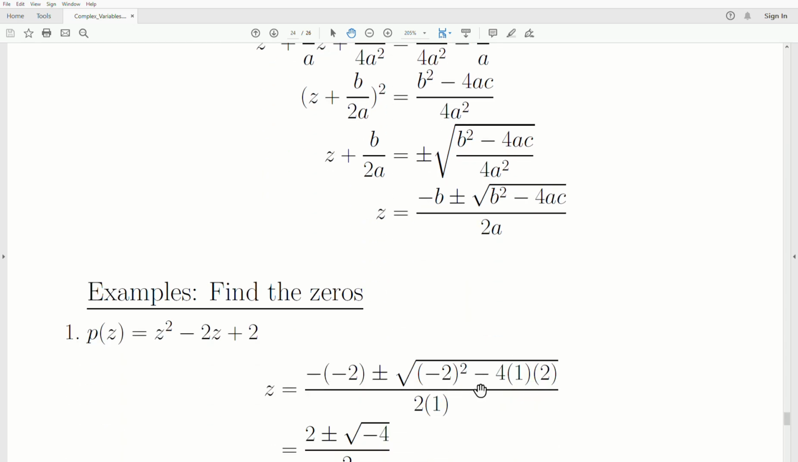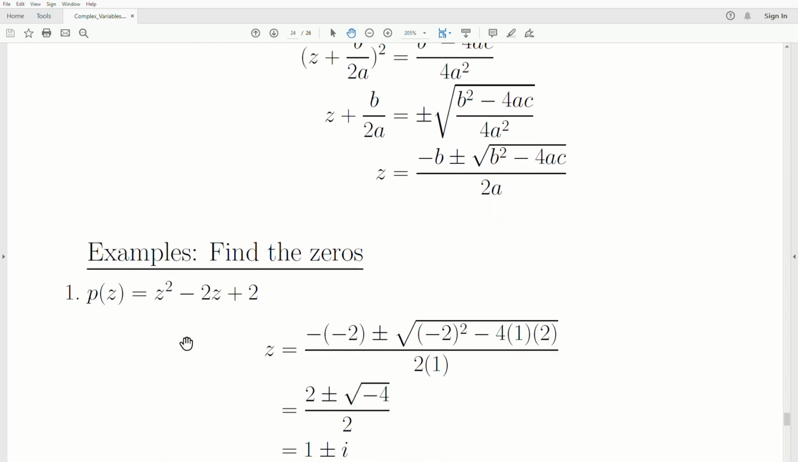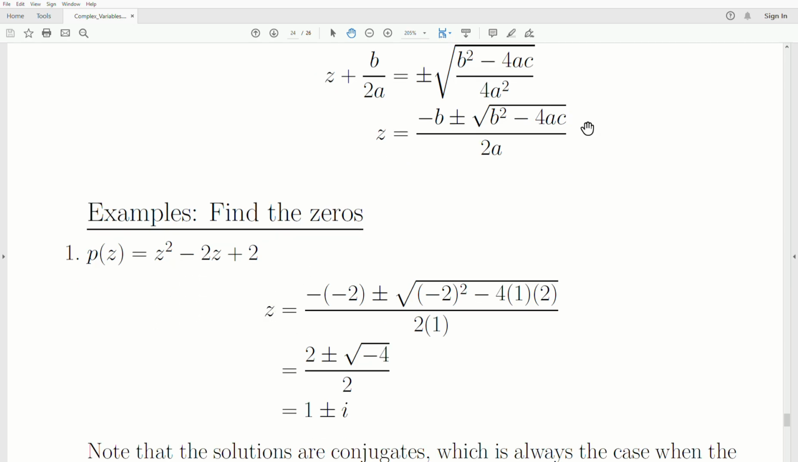So let's go through 3 examples and call it quits for the video. So Z squared minus 2Z plus 2, we use this formula. Then it's minus B plus or minus the square root of B squared minus 4 times A times C. A is 1, B is minus 2, all over 2A. Do the math, you get minus 4. The 4 can come out as a 2, and then the square root of minus 1 is I.